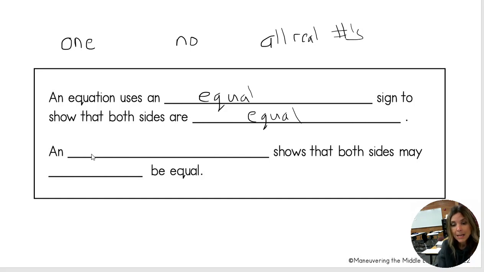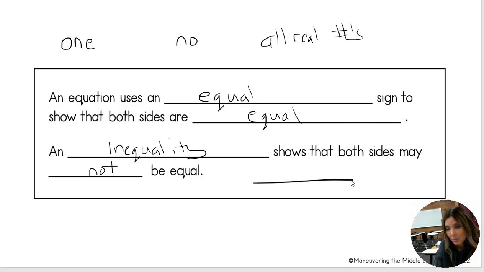Okay. An inequality shows that both sides may not be equal. And when you solve an inequality, there are multiple solutions to an inequality. So the way that we show solutions when we're solving inequalities is we do that using a graph on a number line. Okay? And we're going to come back to this in just a second.